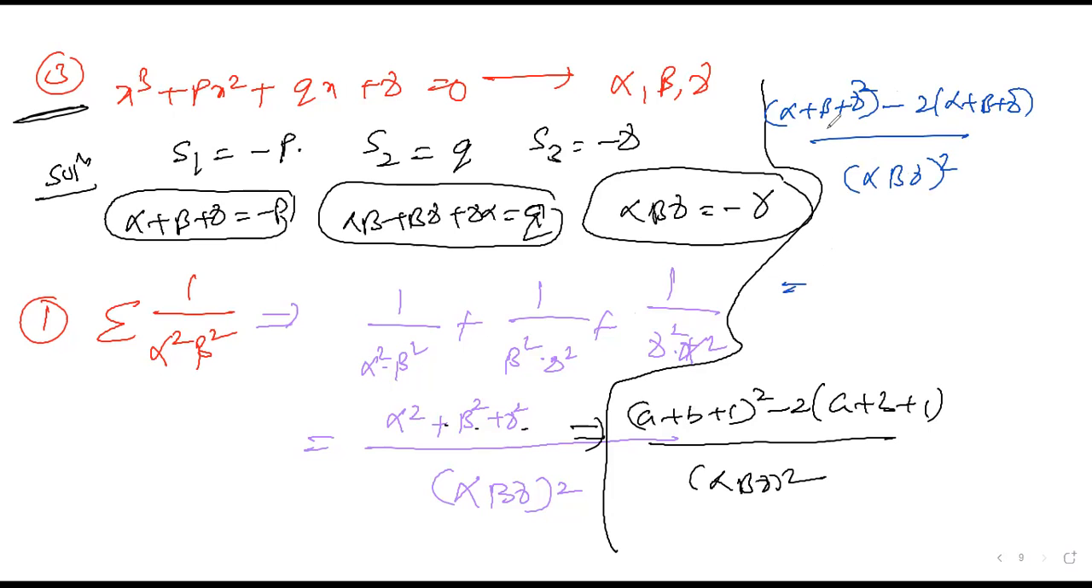What is alpha plus beta plus gamma? Minus p, right? Minus p whole square, minus squared means plus p square. 2 times of alpha beta plus beta gamma plus gamma alpha means what? Minus of minus, plus. Alpha beta gamma whole square. So p square plus 2 p by r square.